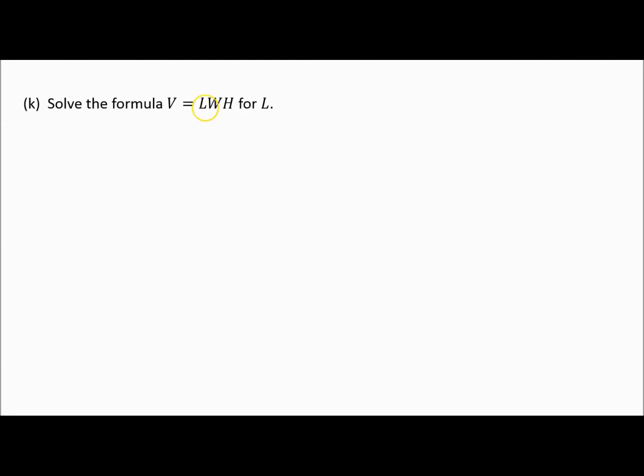So I'm trying to get this L by himself on one side. So I'm going to rewrite my problem. V is equal to L, W, H. Again, leave the L alone. Don't want to do anything with the L. I just want it to be on the right side all by itself. What I got to do is get rid of W and H. Now remember, that's multiplication, right? Because if there's nothing between a variable and another variable, that's implied multiplication. So to get rid of multiplication, I divide.